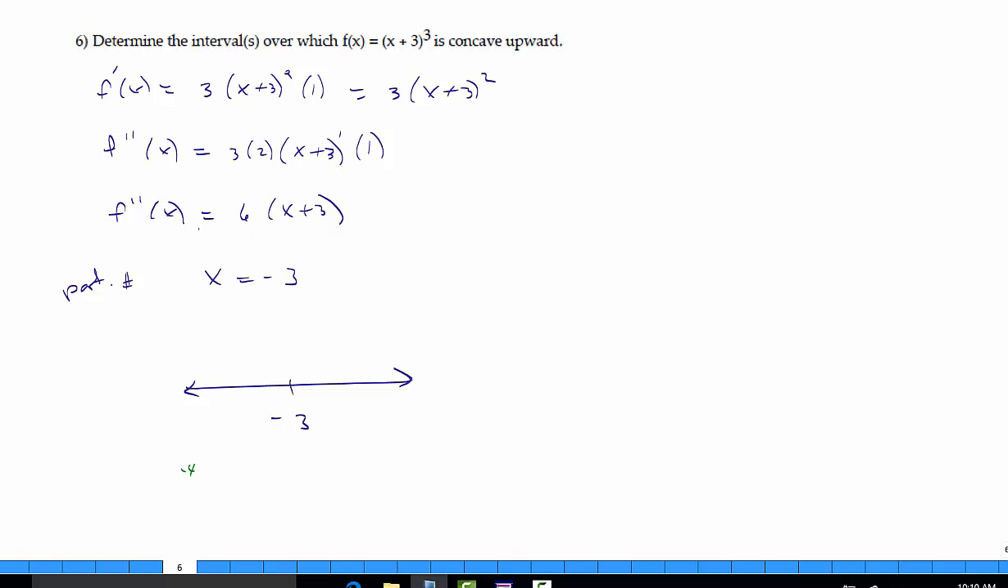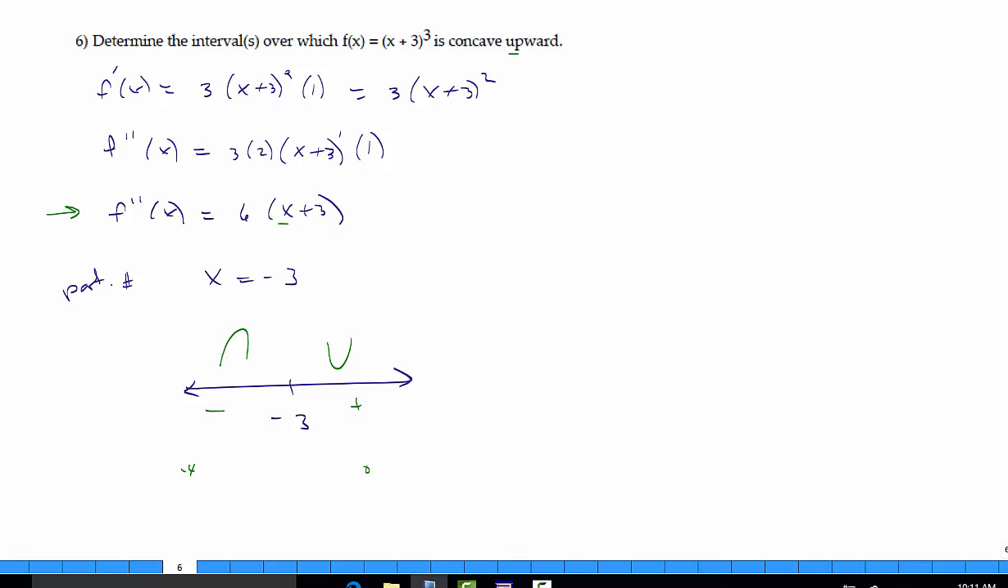And again, I am plugging it in right here. So negative 4 plus 3 is a negative 1 times a 6 is going to be a negative. That means it is concave downward. Between negative 3 and positive infinity, 0 is the easiest choice. I always go with 0 when I can. Plugging in a 0 for x. So 0 plus 3 is positive times 6, that's positive, so it will be concave upward.